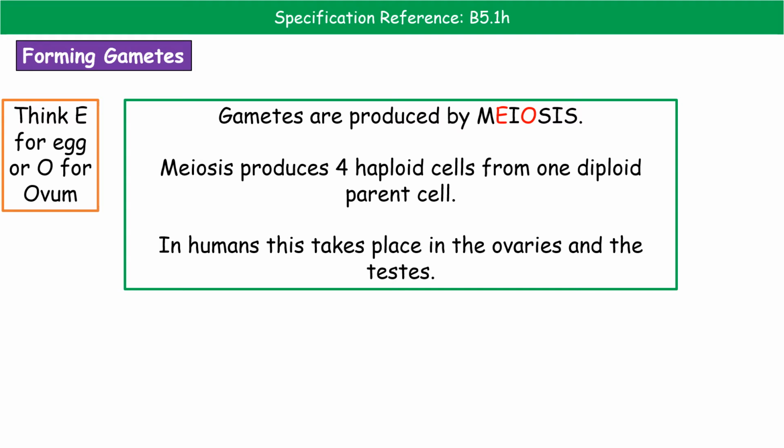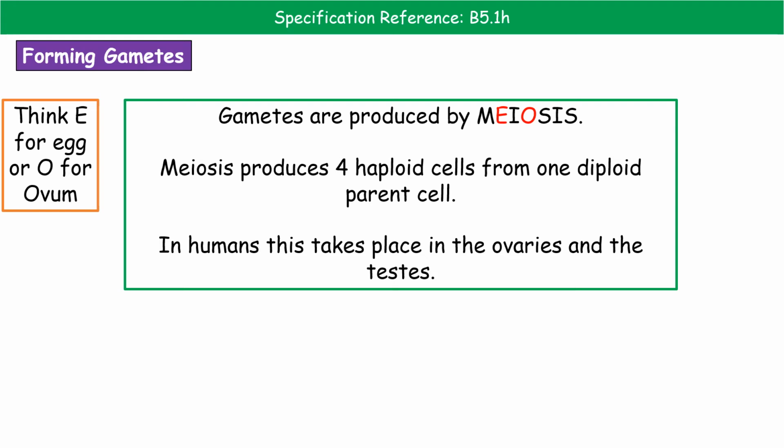What we're going to focus on then is the process of meiosis today. Now, we need to be able to spell this one because if you stick a T anywhere in there, it's going to be marked wrong. So gametes are produced by meiosis. And I've given you a hint there, E for egg, O for ovum, a little reminder about what it's producing.